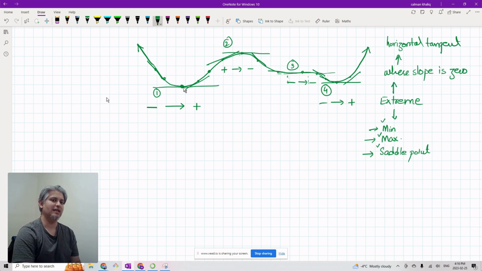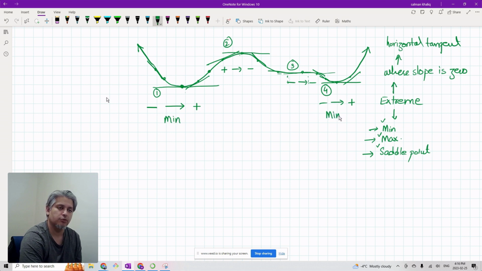Now you see a trend. I can see this is the lowest point, this is a lower point, this is a top peak point. Whenever you get a point around which the slope is going from negative to positive as you go from left to right, this is a minimum point. This is a minimum point, this is a minimum point. When the slope goes from positive to negative, this is a maximum.